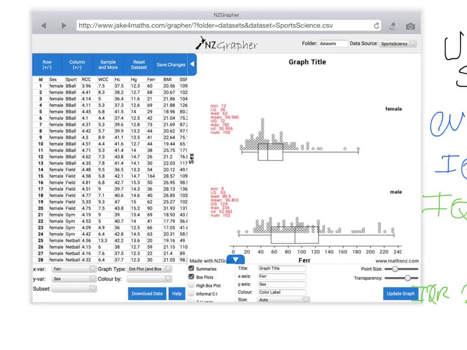If we start off by saying what do we see, well, the male one looks like it's more spread out. It's got a higher range, it's got a higher interquartile range, the standard deviation is considerably bigger. So now we've got something we can talk about here, and with this one we could talk about the difference.